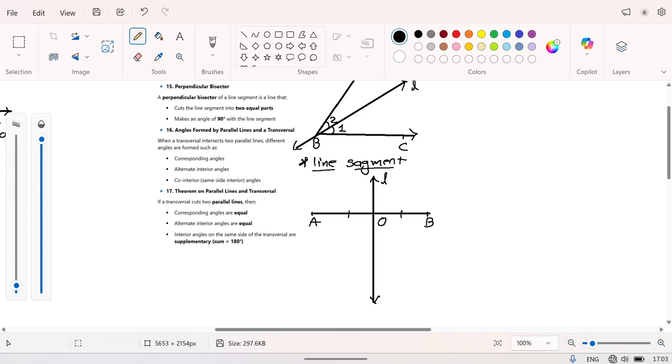Let's suppose this is point O. It means AO equals BO, and line L divides AB into two equal parts and makes a 90 degree angle with the line segment. Then the line L is called the perpendicular bisector of the line segment AB. Any line which divides any line segment into two equal parts and makes a 90 degree angle is called the perpendicular bisector of the line segment.